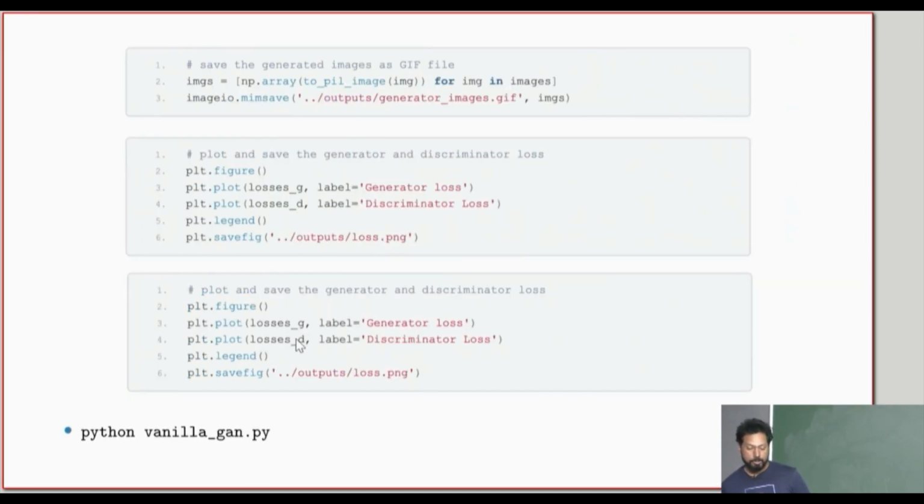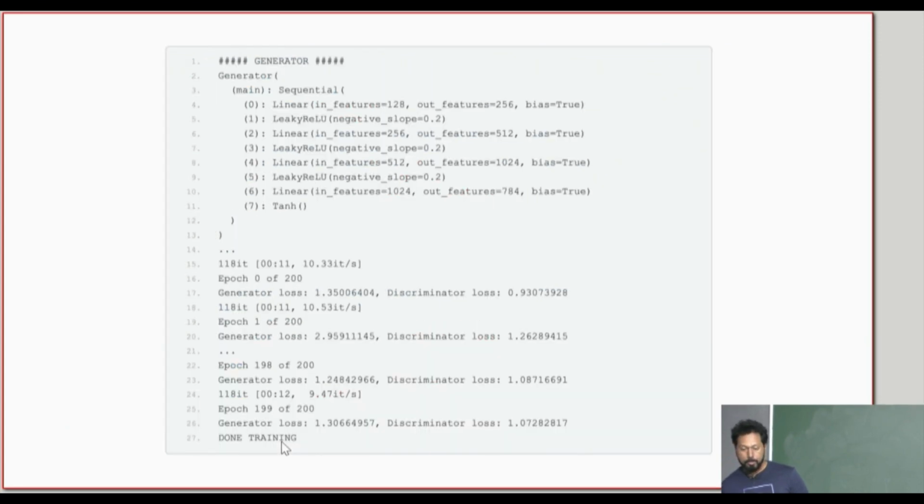Once the code is written, you can run this like this, Python vanilla GAN and so on. When you run this, it will show results like this. You will have epoch 0 of 200 and so on. Then it prints the generator loss, and then it prints the discriminator loss. And then it goes to the second epoch and shows the generator loss, discriminator loss, and so on. Obviously, it will end at 200, and then it will print done training.